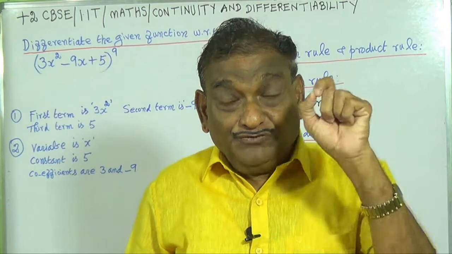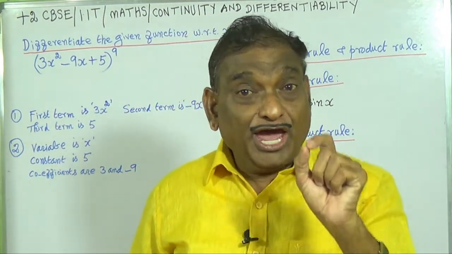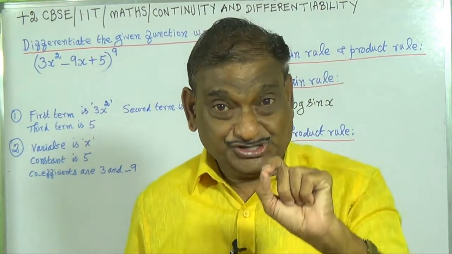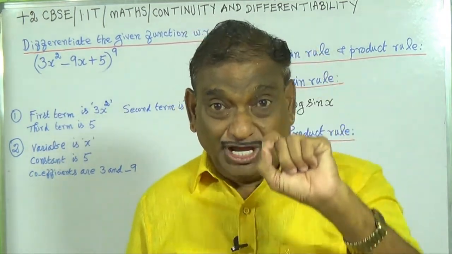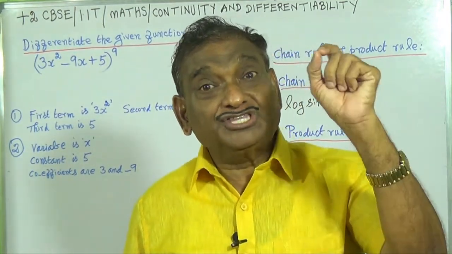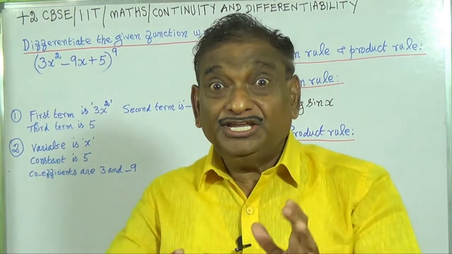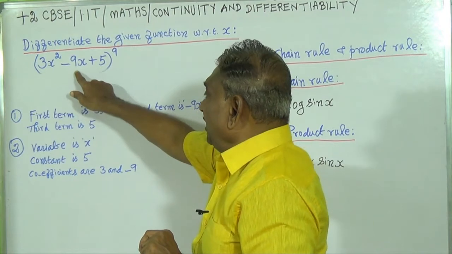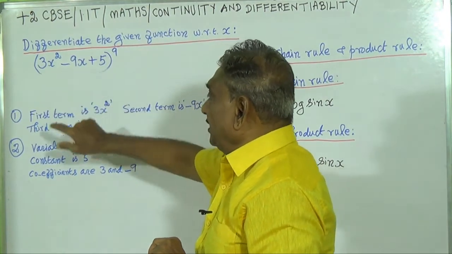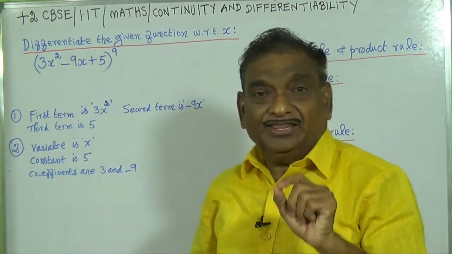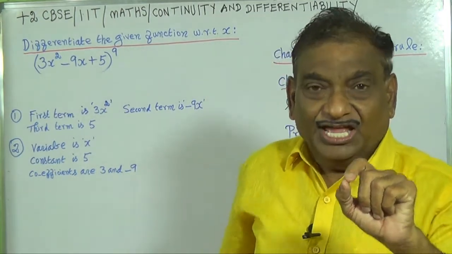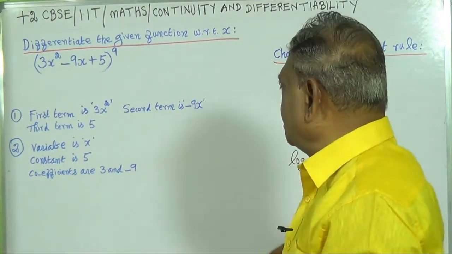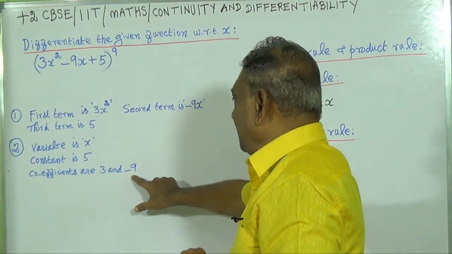Then the next information we have to observe is what is the coefficient, what is the variable, and what is the constant in each term. If we consider this expression, that is function, we confirm that the variable is x, the constant is 5, and the coefficient is 3 and minus 9.